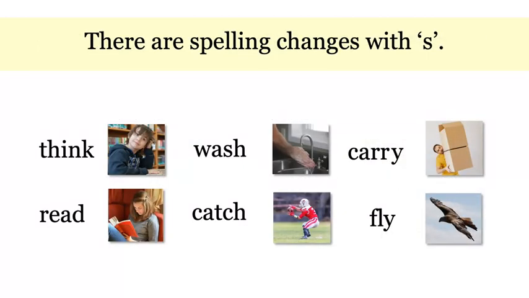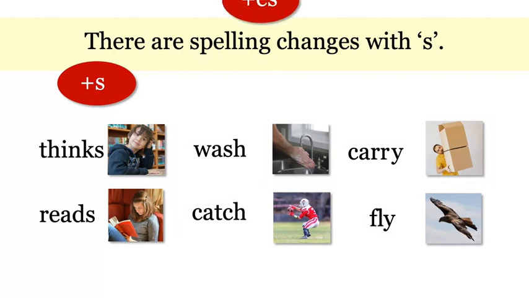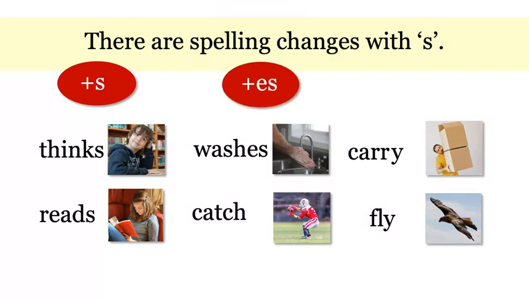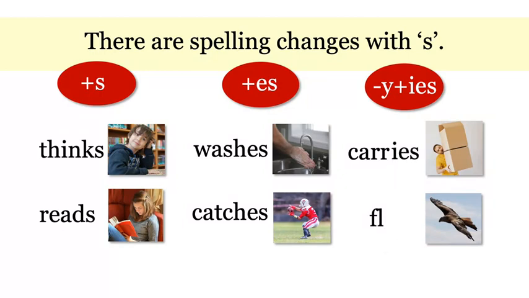There are spelling changes with S. For many verbs, we just add S, like thinks and reads. For some verbs, we add ES, like washes and catches. And for other verbs, we drop the Y and add IES, like carries and flies. Let's take a closer look at these rules.